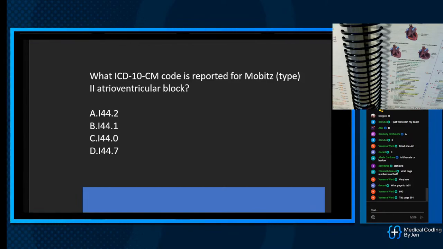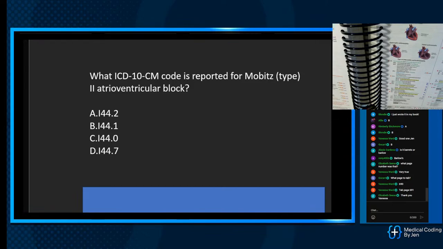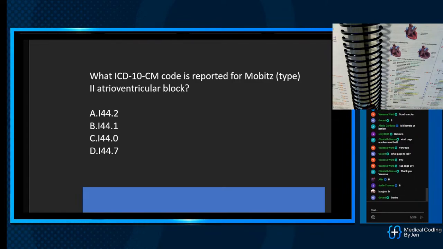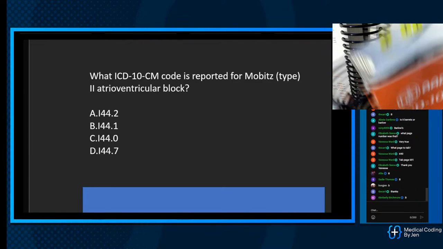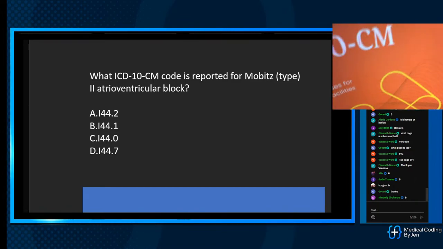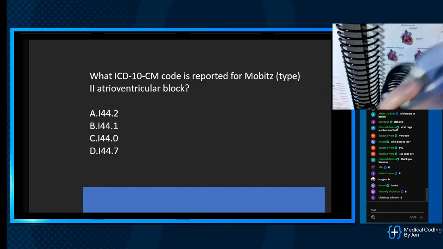Yep, I like that page. That's only if you have the ICD-10 2023 version of the book. See, my 2022 version had that page tabbed too. I keep it tabbed. I like that page.